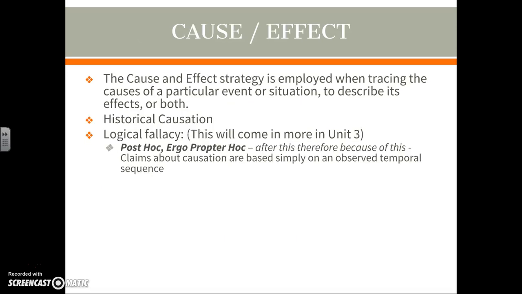Cause and effect. This is the last one, I think. Yes, correct. It is the last one for today. So the cause and effect strategy is employed when you're tracing the causes of a particular event or a situation to describe its effects, or both. Usually we're going to look at this idea of historical causation, this idea of what caused the war, and you'll see this a lot in your APUSH classes. What led up to World War II, what led up to the Civil War, what caused it, and then the idea of what effect or what outcome you have at the end.